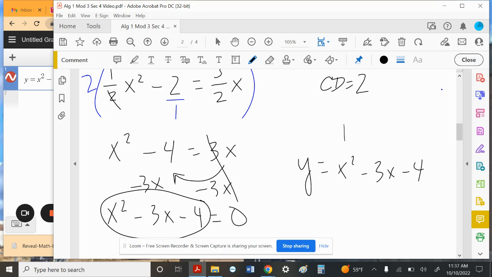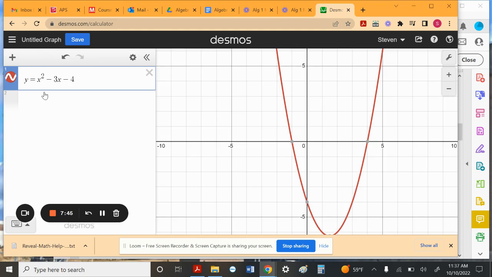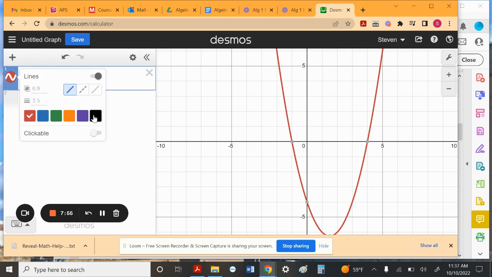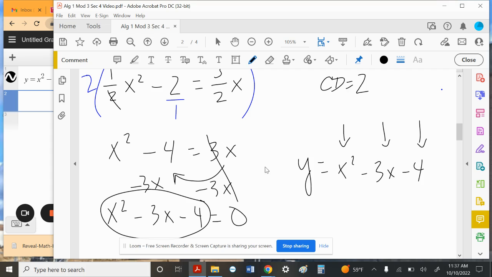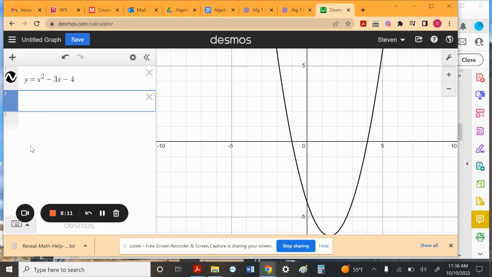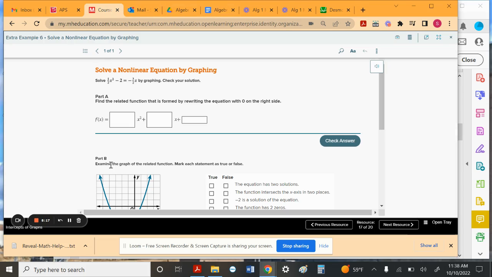I usually do it in order of the highest power of the variable, which is x squared minus 3x minus 4. Notice it's in red. I can change this color by holding down the left key. You notice then it'll give me different colors, and I can change the color if I need to. So x squared minus 3x minus 4, we can see that it crosses the x-axis at 2 points, negative 1 and positive 4. So it crosses at 2 different points. And let's go back over to our table here.